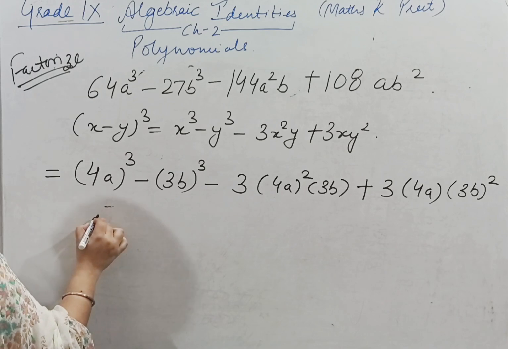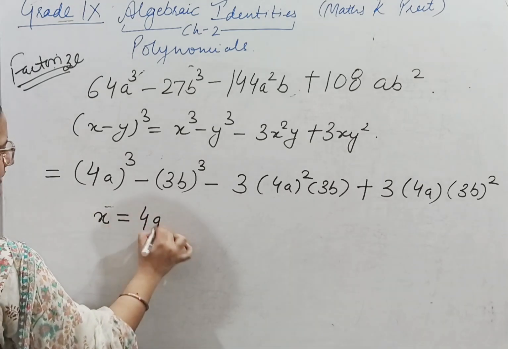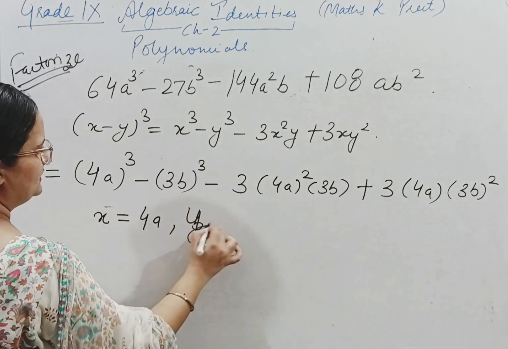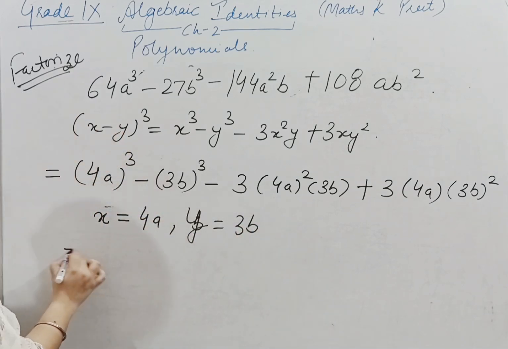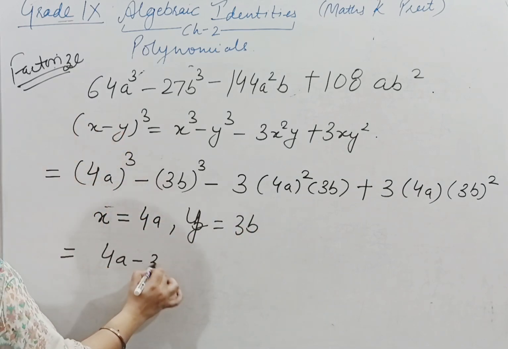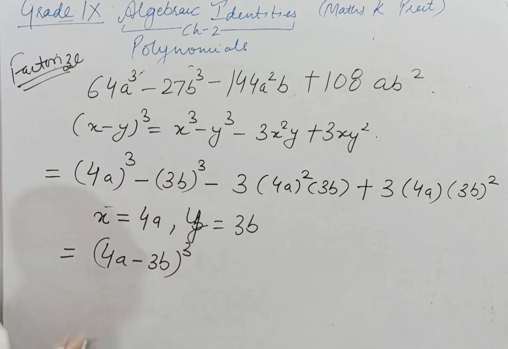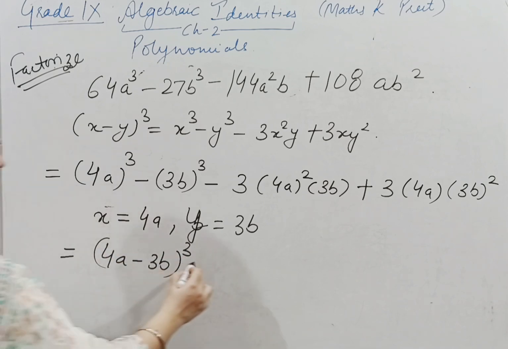So from here I am getting x is equals to 4a on comparing, and y is equals to 3b. Now I will put these values on the left hand side. This will be equals to (4a minus 3b) whole cube. So this is the answer.